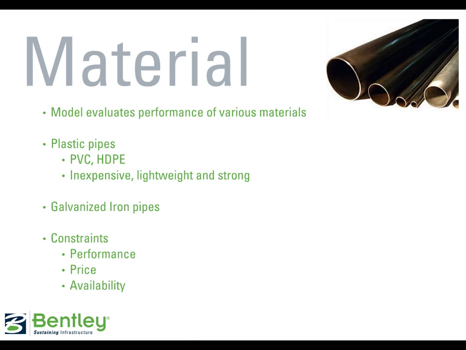Galvanized iron, or GI pipe, is used in cases where large pressures are expected. However, it is heavier and more expensive than plastic. Engineers Without Borders suggests that the selection of materials should include an assessment of market constraints, like performance, price, and availability. Ultimately, the choice depends on the community's needs and individual design.